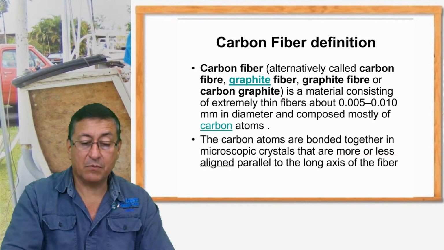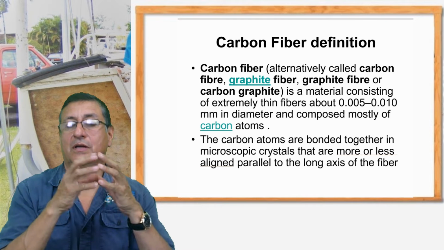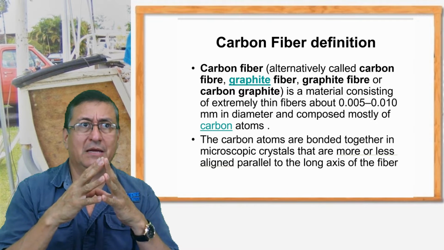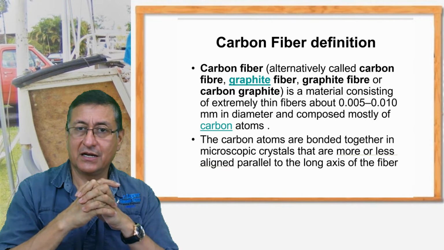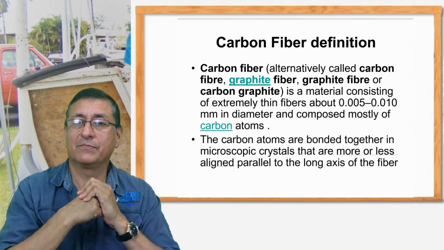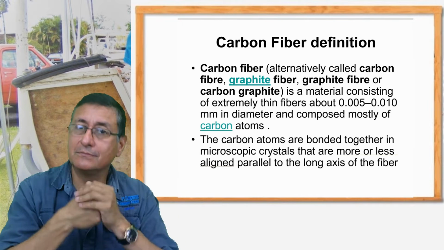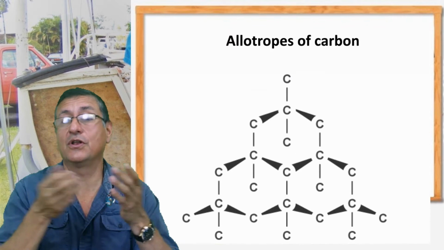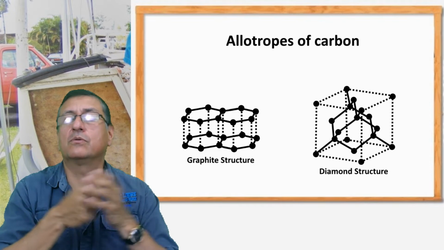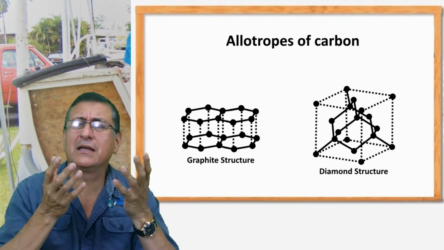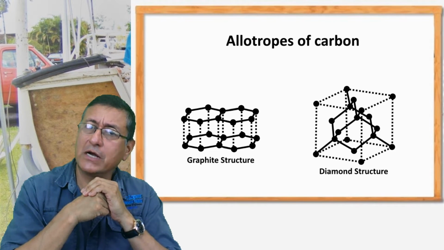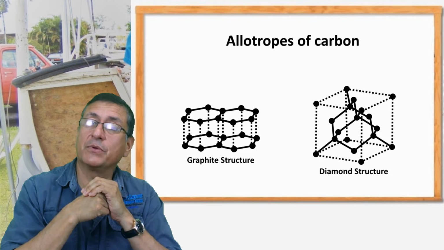The carbon atoms are bonded together in microscopic crystals. Remember that carbon atoms, depending on how they are organized, produce the strongest material on Earth, the diamond. The diamond is basically pure carbon. Incredible, no? And the graphite that is used as a lubricant is also carbon. Incredible how, depending on how the atoms of carbon are organized, and depending on the pressure and the temperature.